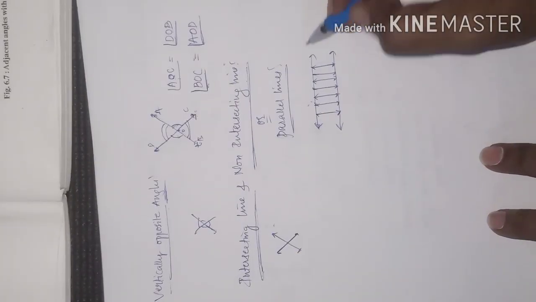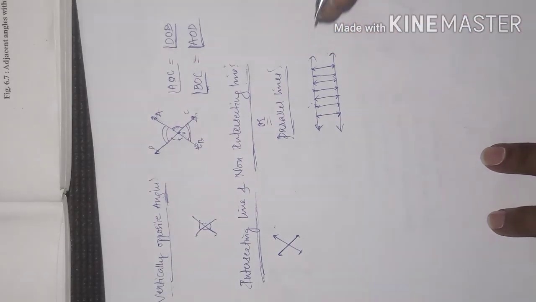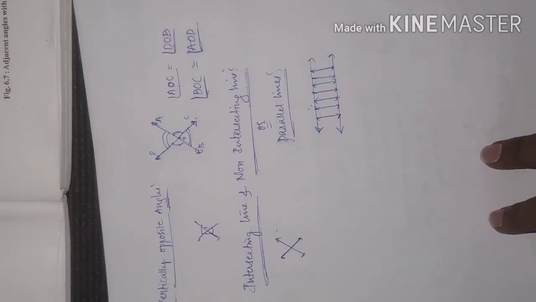See, this is an example. It looks like a railway track. Yes or no? A railway track or a ladder. So they are the non-intersecting lines. Okay? Chalo, let us go for the next concept.